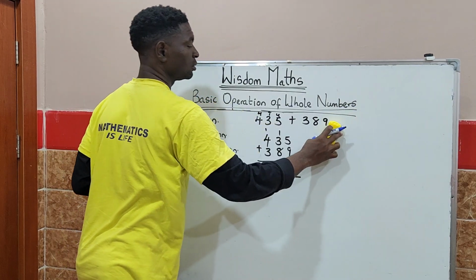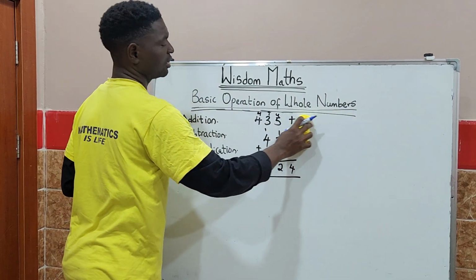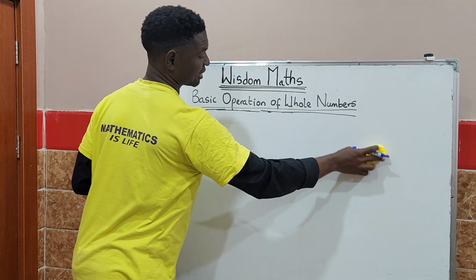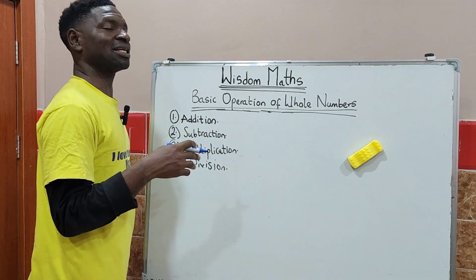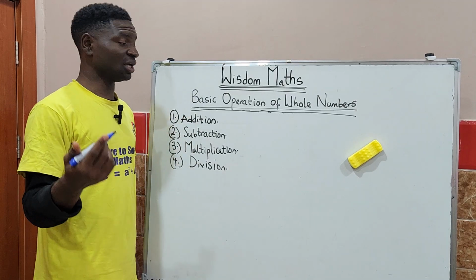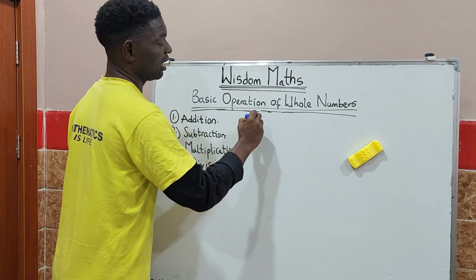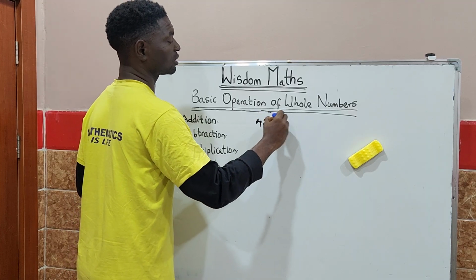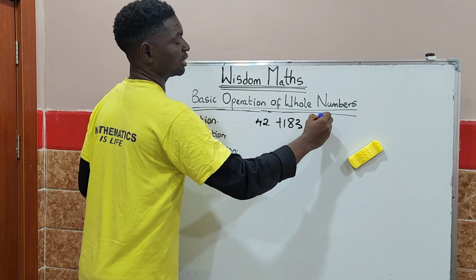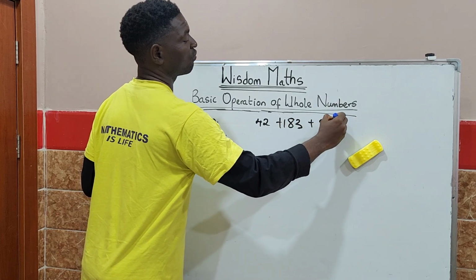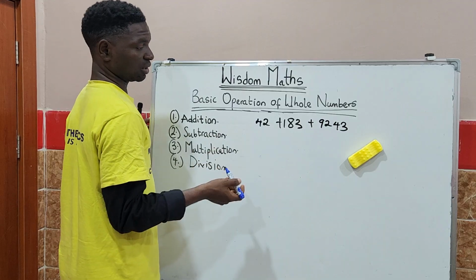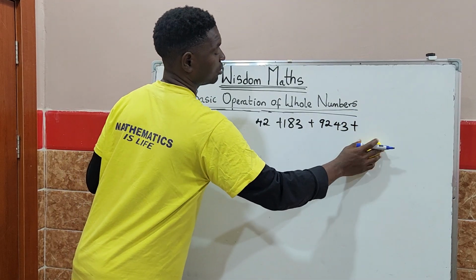Okay, so now after you have done this, one unique property about addition is that you can add as many numbers as you want to add. You can add like 4 numbers at a time. I can say, okay, let me have 42 plus 183 plus 9243. Decide to add these 3 numbers, or I can even make it 4 numbers.